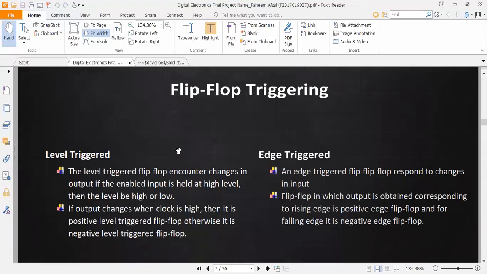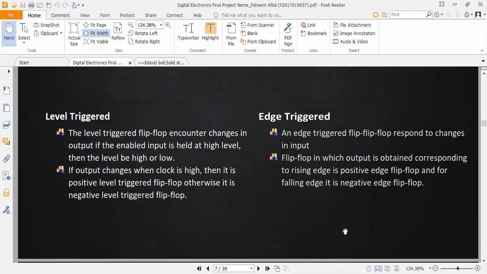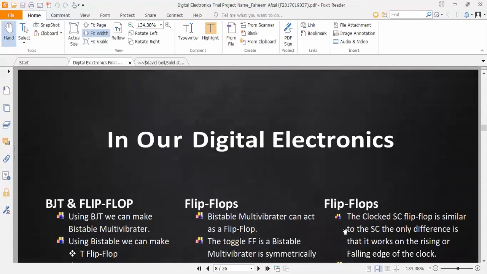Now, there are two types of flip-flop triggering: level triggered and edge triggered. A level triggered flip-flop encounters changes in output if the enabled input is held at a high level, and the level can be high or low. There are two types of level triggered flip-flop. If the output changes when the clock is high, it is positive level triggered, otherwise it is negative level triggered. On the other hand, an edge-triggered flip-flop responds to changes in input. A flip-flop in which output is obtained corresponding to the rising edge is a positive edge flip-flop, and for the falling edge it is a negative edge flip-flop. It will be clear when we discuss the diagram.